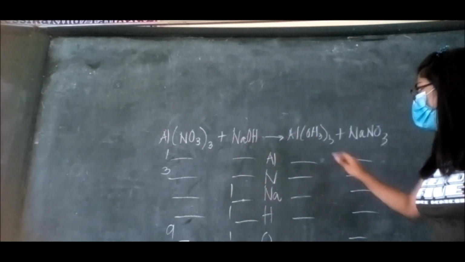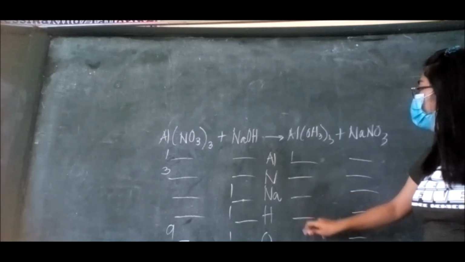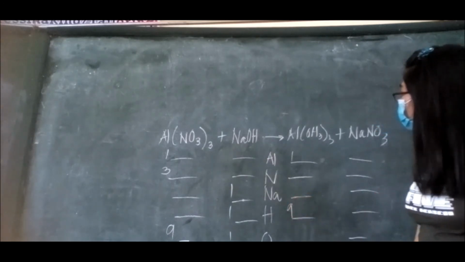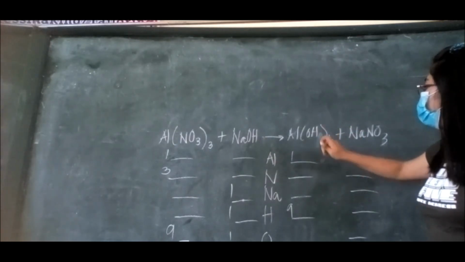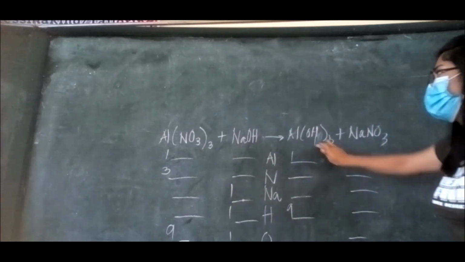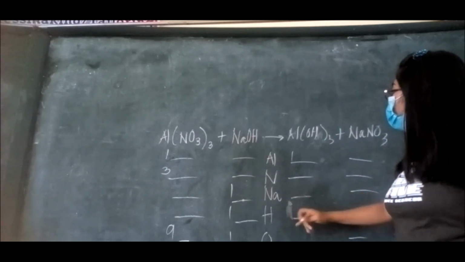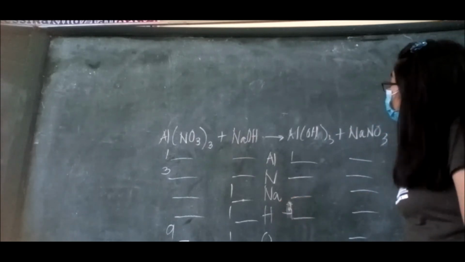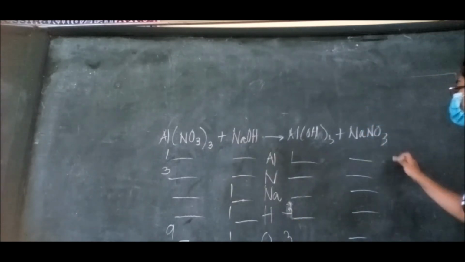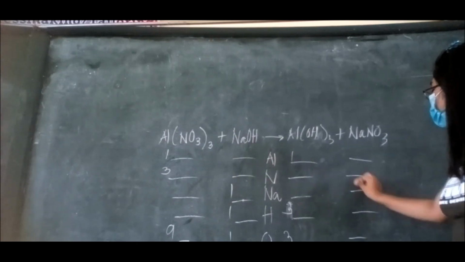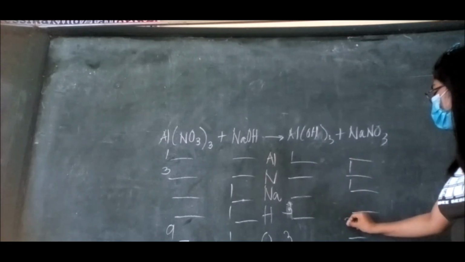Now let's proceed to the products. We have 1 aluminum, we don't have nitrogen, we don't have sodium, we have 9 oxygen. Is that it? Hydroxide. Okay, that's wrong. It's hydroxide, by the way, and hydroxide doesn't have a 3. I'm sorry for that. We have 3 hydrogen, then oxygen we have 3. Am I right? Okay, now let's proceed to sodium nitrate. That's 1 sodium, nitrogen, that's 1, oxygen, that's 3.